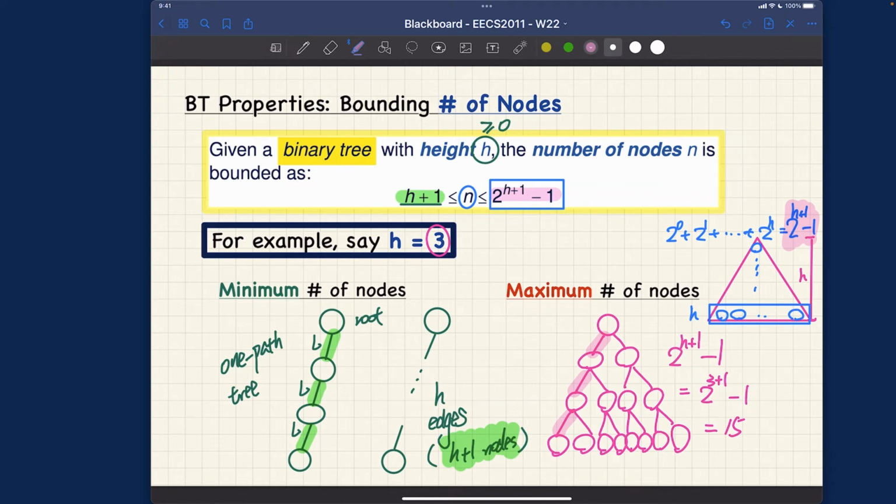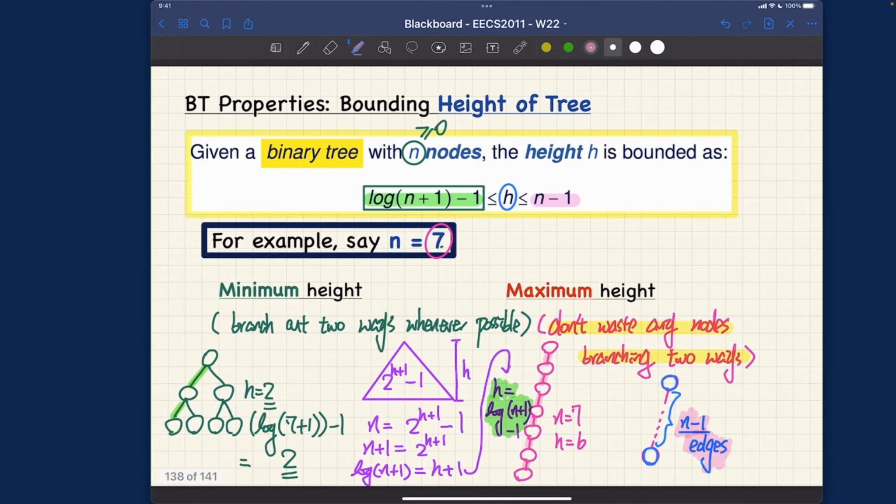You definitely want to understand these very well, so later on when we talk about algorithms, which might depend on the number of nodes or the height of the tree, you would know how to really derive the upper bound for the algorithm. Let's now move on.